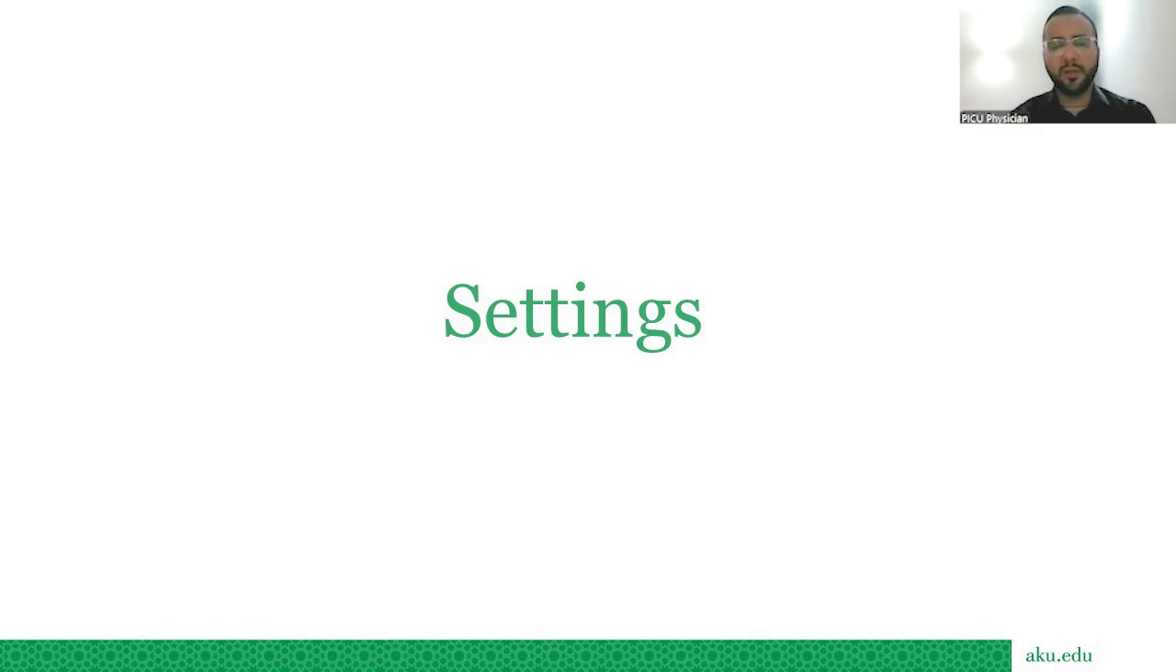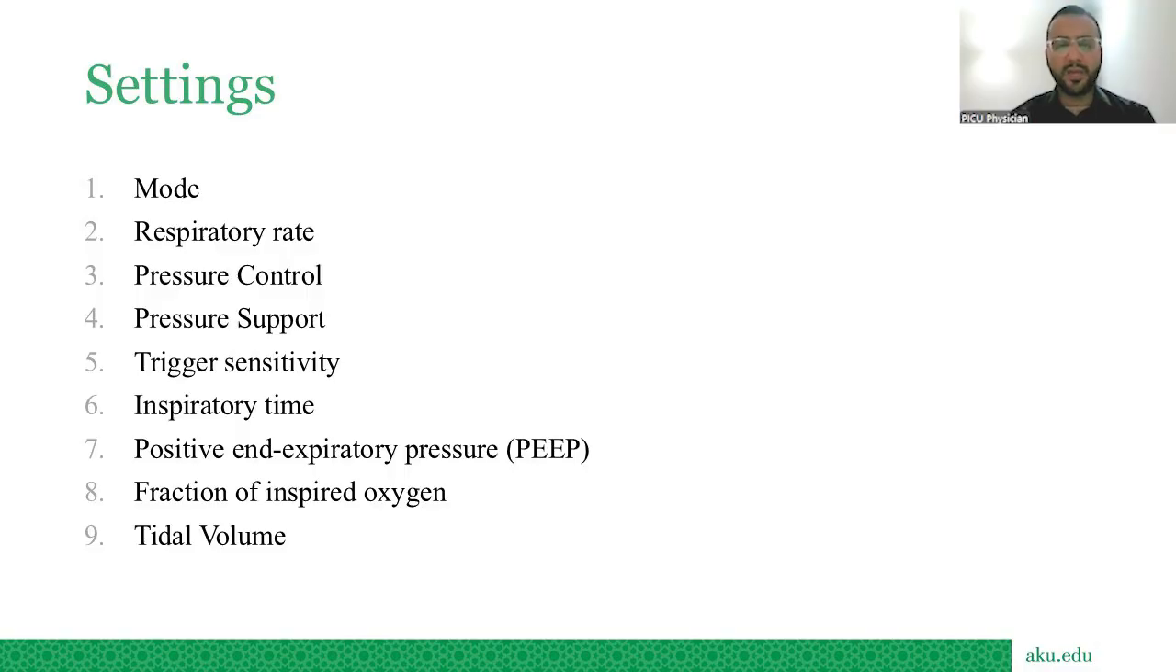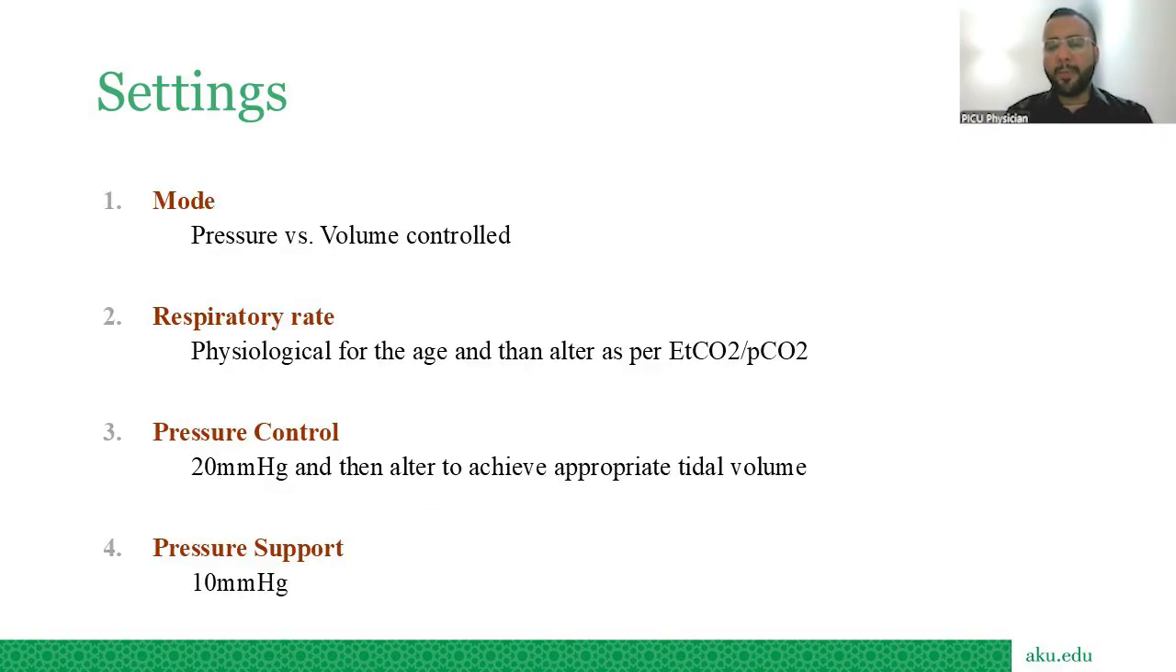Now coming to the settings. Most commonly we use the SIMV mode, which is pressure controlled. So I'll discuss the settings of pressure control SIMV mode, that is, how we set the ventilator according to that. The first thing is mode, second is respiratory rate, then pressure control, pressure support, trigger, I time, PEEP, FiO2 and tidal volume. Okay, coming to settings, for mode we select SIMV, and the other options are control ventilation as well or spontaneous ventilation.